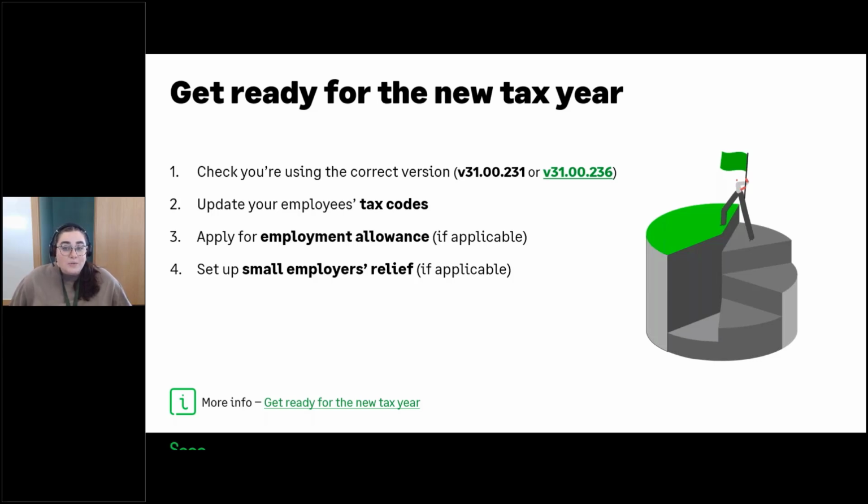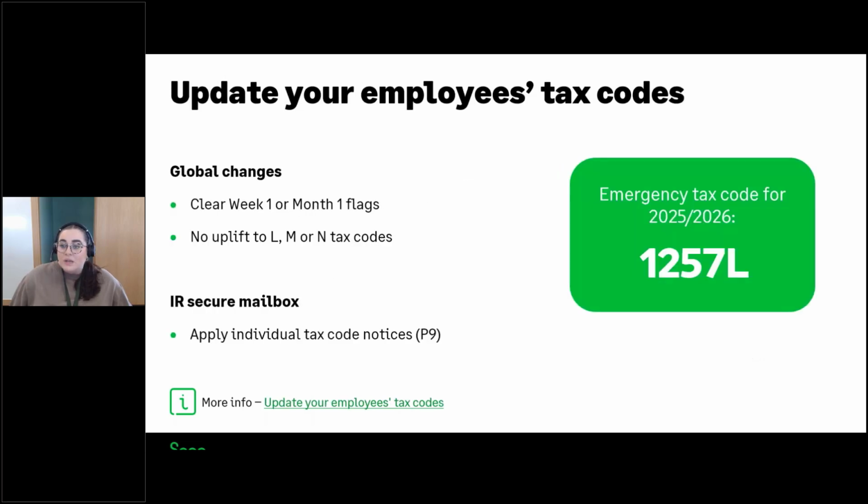And before we dive into another demo, just want to talk about the tax codes a little bit more, because the personal allowance for the 25-26 tax year does remain frozen, as it has for quite a few years now. And this means that there's no uplift to the tax codes ending in L, M or N, as well as the emergency tax code remaining as 1257L to reflect that frozen allowance of £12,570.